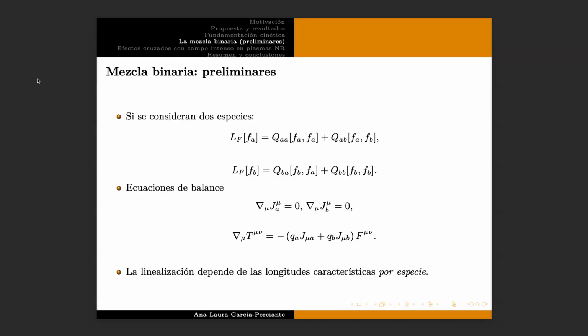And once again, in order to linearize the problem and try to find a solution, one has to decide which regime to work on, and that may depend on the kind of system that we are treating, the densities, the temperature, the characteristic mean free path, the intensity of the electromagnetic field.